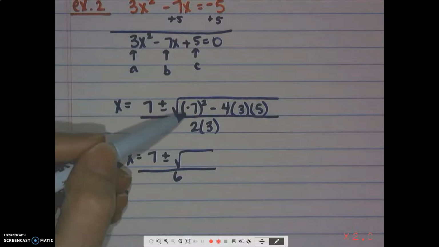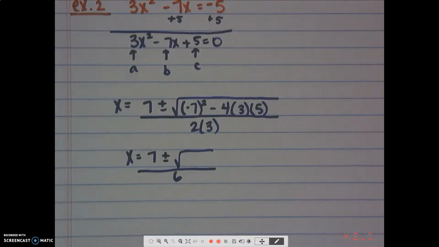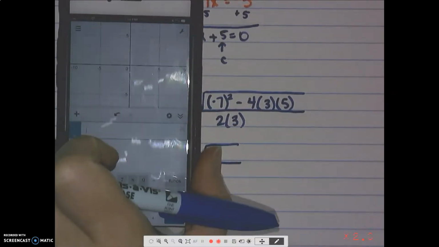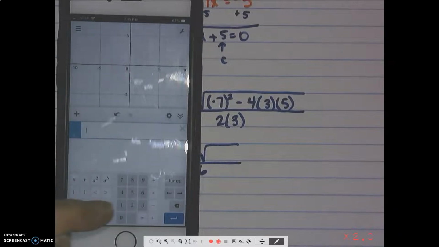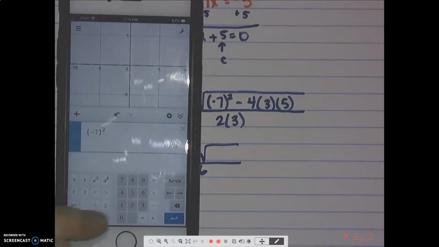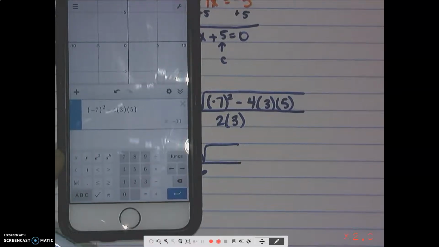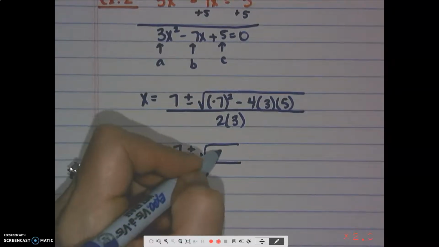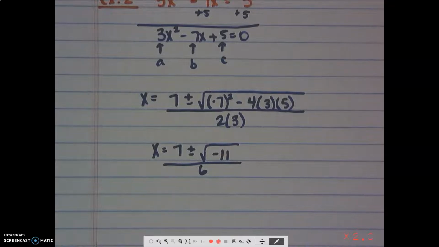Okay, so I'll show you how you would do this. Again, you can do it by hand like we did before, or you can type it in. You have to remember when you're plugging things in, I highly suggest that you put parentheses around things. So underneath that radical there is -11. Now, if we take the square root of a negative number, is that allowed to happen?